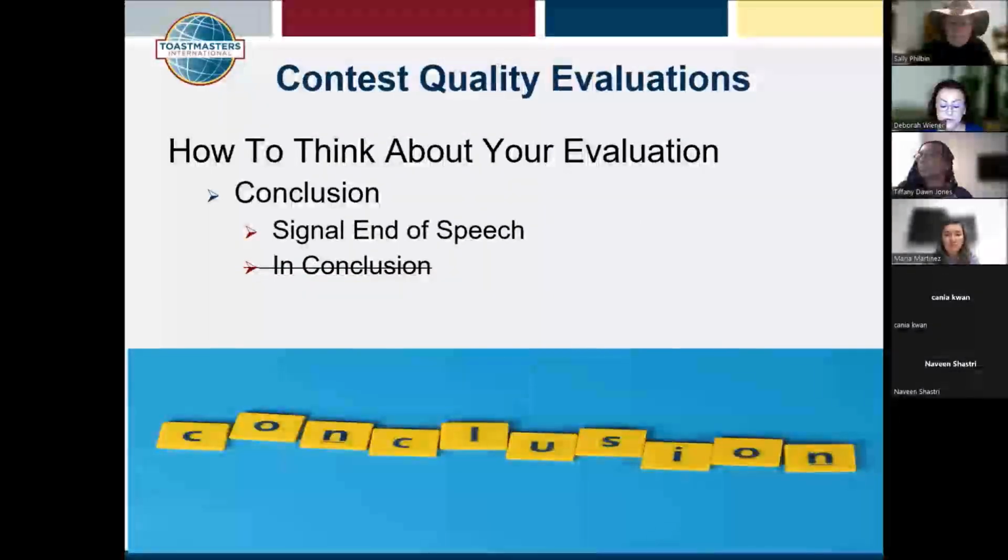Yeah, how to think about your evaluation, and the conclusion signals the end of your speech. Did you convey to the audience that you're wrapping up? Did you sum up your points and what it is that you are conveying to the audience? Did the speaker do those things? Actually, I'm talking about the speaker. And again, sometimes some of the things we're talking about can also work for both. But it's true, concluding at the end of your speech is very important to kind of wrap things up.